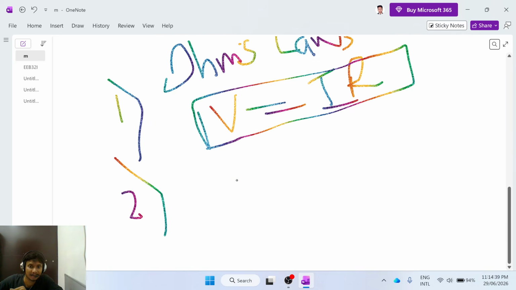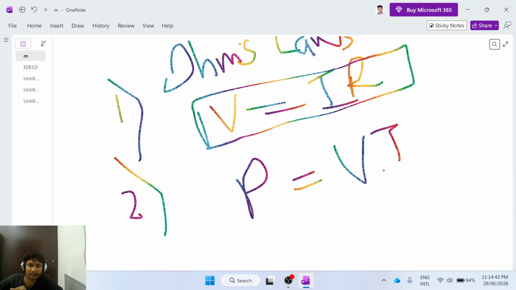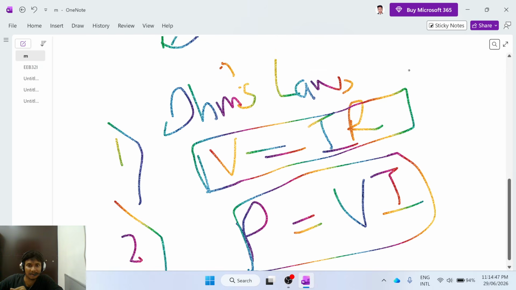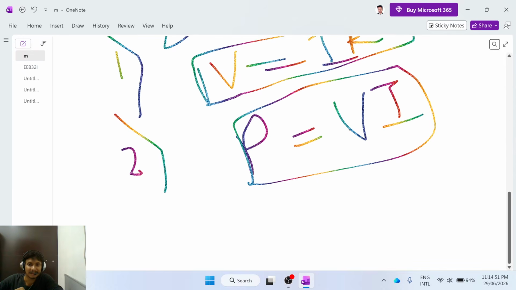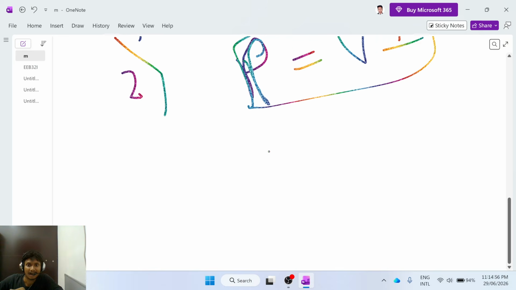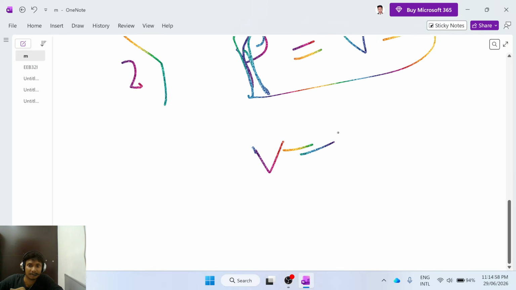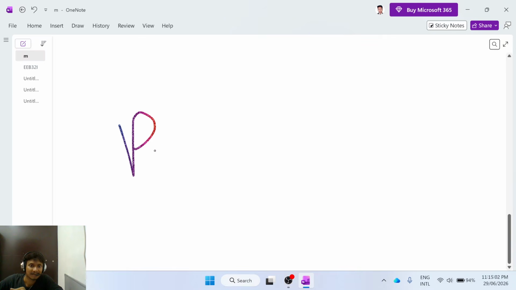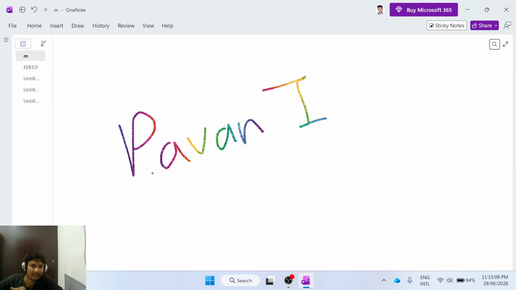The other example is the power equation: P is equal to VI. We get P is equal to VI, and V is equal to IR we already know. Therefore, we don't need to memorize them very hard. It's very simple. Sometimes students are confused about this equation, whether P is equal to VI or V is equal to PI. Therefore, please memorize Bhavani.